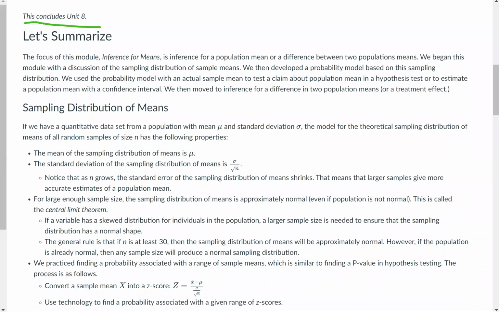Now that we're done with this module, that concludes Unit 8. So we'll summarize a little bit, not just from this module, but all the modules that are in Unit 8. The focus of this module, Inference for Means, is inference for a population mean, or a difference between two population means. We begin this module with a discussion of the sampling distribution of sample means.